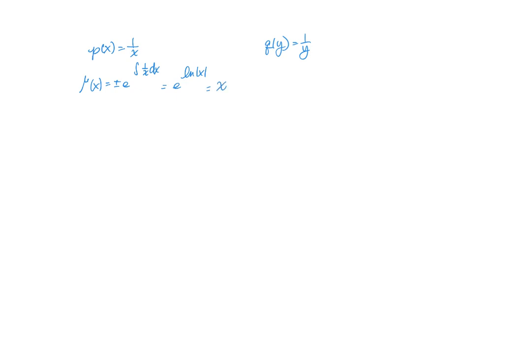We also know that mu of y would, in the same fashion, be plus or minus e to the integral of 1 over y dy, which will give us e to the natural log of the absolute value of y, which will just give us plus or minus y. So what I'm going to do here is, on both of those, choose positive x and positive y.